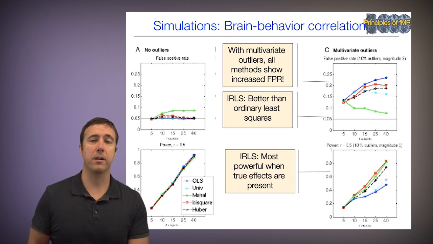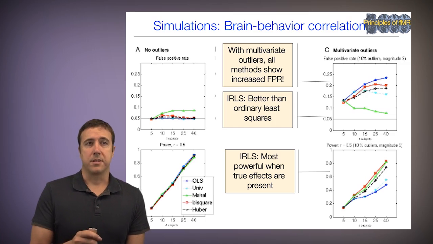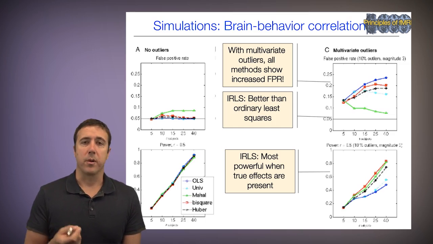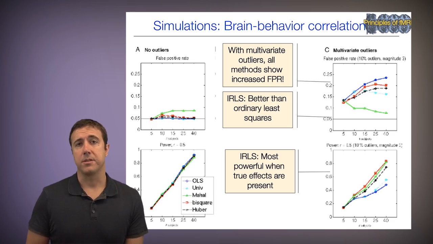And then finally on the bottom, we're seeing the case where there really are true effects, but there are also outliers. And the IRLS is the most powerful. Here it's the bi-square weighting function when true effects are present. And ordinary least squares is the worst. So ordinary least squares is not very robust to outliers in terms of power. And finally, univariate outlier removal here is again suboptimal. It's performing really not much better at all than ordinary least squares.